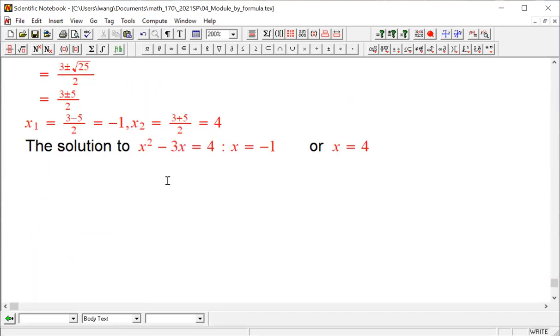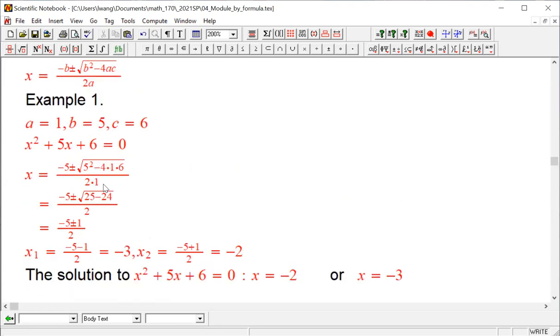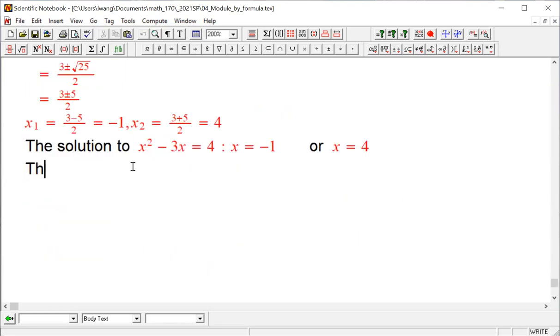Now the question is, do we always get such nice and neat numbers? Of course not. Okay, in fact, I'm going to talk about the 3 cases of solutions that you may get for a quadratic equation. So we've done 2 examples, so let's look at the 3 cases. The 3 cases of solution to a quadratic equation.